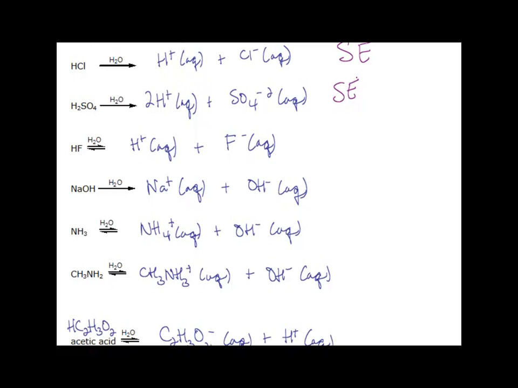HF is a weak electrolyte or weak acid because of the double-headed arrows. It's also not one of the 6 strong acids you memorize. So if it's not one of the 6, you can assume it's a weak acid. Sodium hydroxide is a base. It's a strong base, so it's a strong electrolyte.